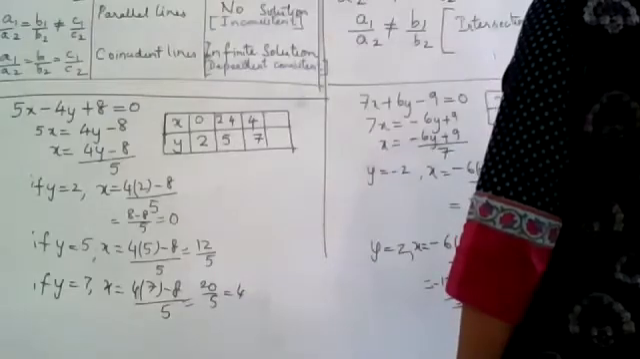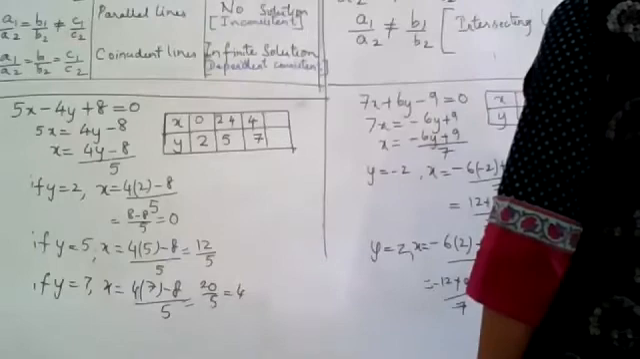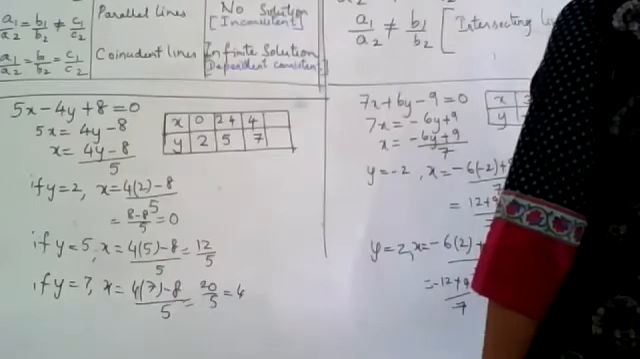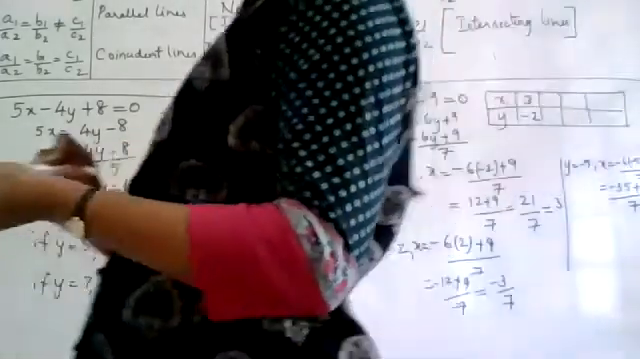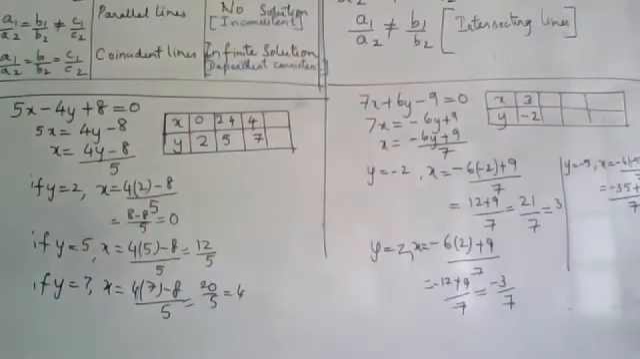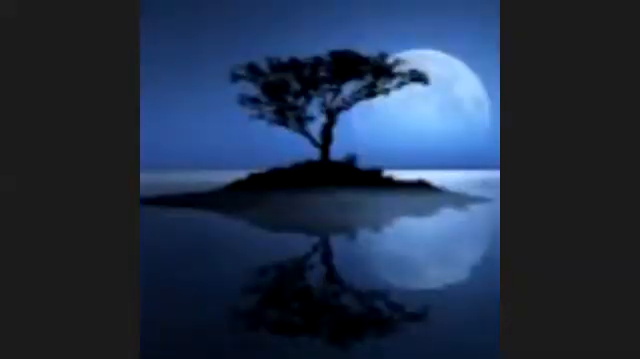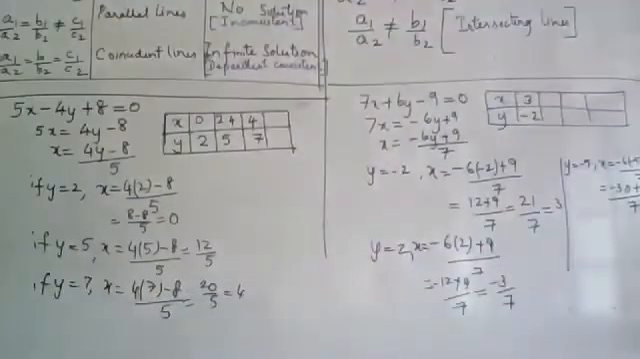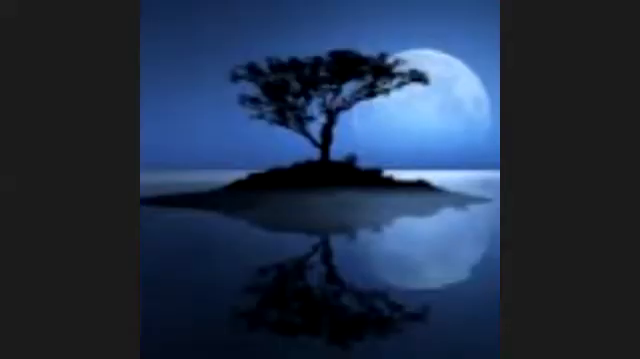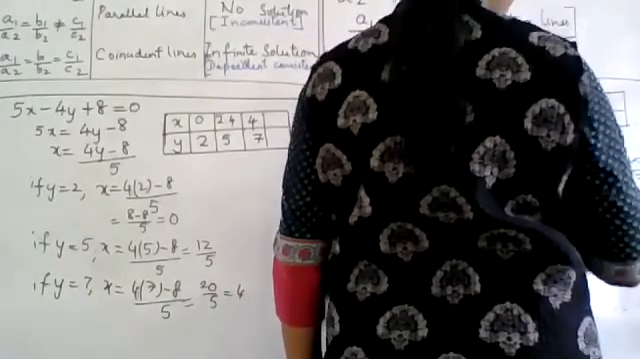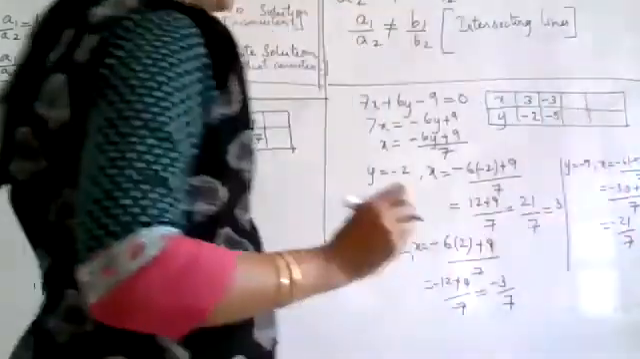My x will be (negative 5 times 6 plus 9) whole divided by 7. That is negative 30 plus positive 9, divided by 7. Sorry, it is negative 30, not 35. Negative 30 and positive 9 is negative 21. So negative 21 by 7 will give you negative 3. So negative 5 for y, negative 3 for x.